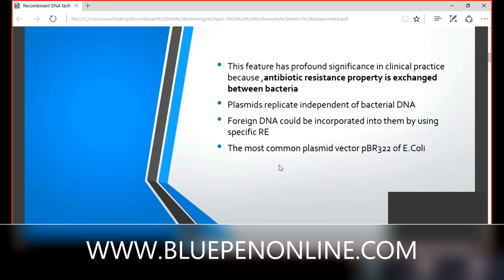Then, what is the importance of this plasmid? They have a special capacity. What is it? They can confer antibiotic resistance. That's an important point. We will enter into that particular point. This feature has profound significance in clinical practice because the antibiotic resistance property is exchanged between bacteria.